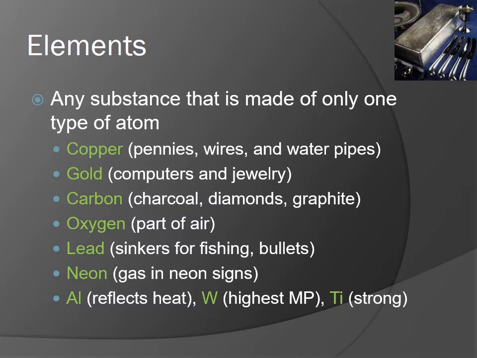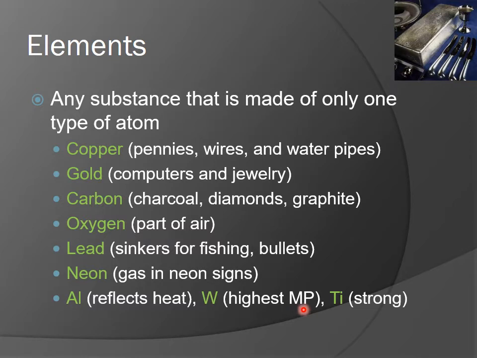Some examples of elements, and of course we just had 118 of them, would be copper, gold, carbon, oxygen, very familiar names, very familiar substances, lead, neon. Al is a symbol for aluminum. Aluminum is a very good reflector of heat. W, which comes from a different language, Wolfram, I think it's German if I remember my languages, is what we call tungsten. And tungsten has a very high melting point.